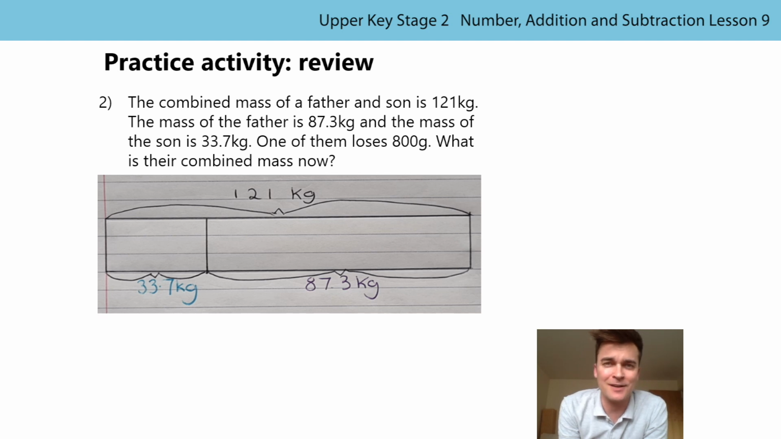But at this point, I got a bit stuck. When I read the sentence, one of them loses 800 grams, I could understand that that meant one of them had lost some weight, and so I need to decrease my total. But my total is 121. I need to decrease it by 800. If I do that, I'm going to have a negative number, which I know won't make sense in this problem.